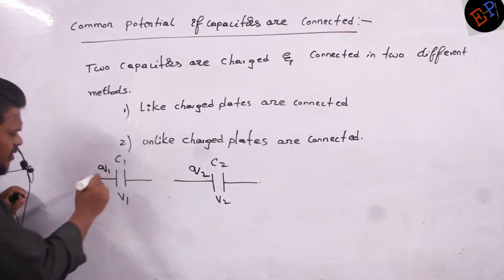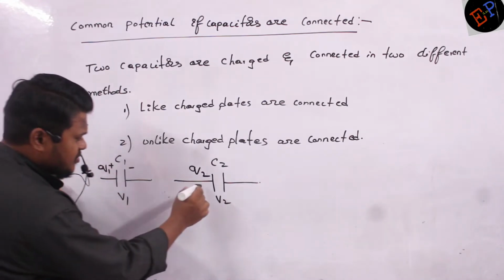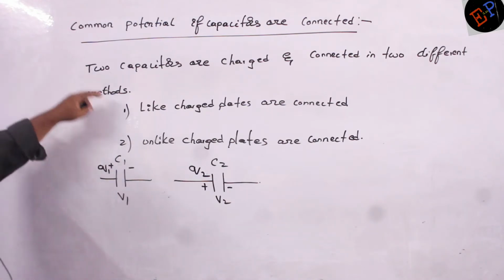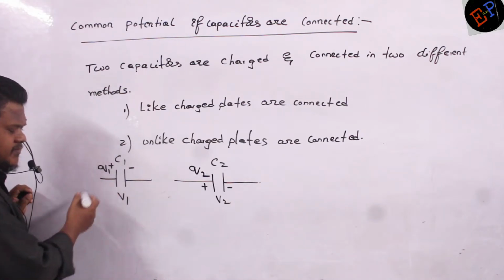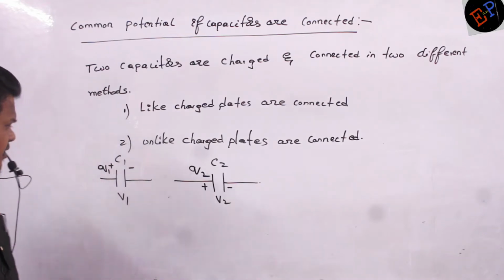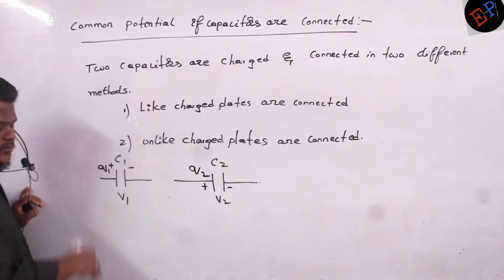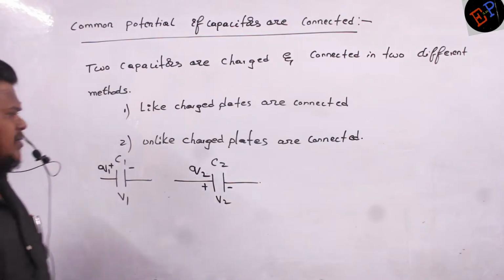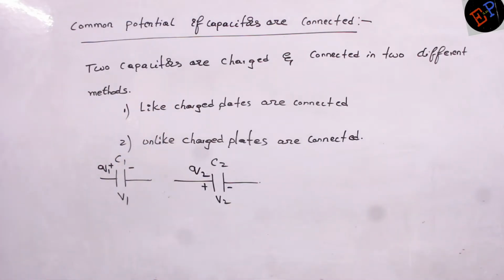So one plate will be the positive plate and the second plate will be the negative plate. Similarly, this is a positive plate and this one is a negative plate. Now these capacitors I can connect in two methods. First, I can connect the positive plates together and the negative plates together. Second, I can connect a negative plate to a positive plate, and the second negative plate to the first positive plate. So these are the two methods of connection. Let us see the first type.